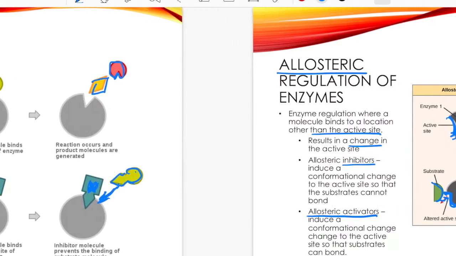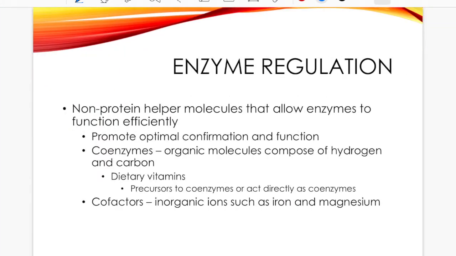Allosteric regulation and competitive inhibition, non-competitive inhibition aren't the only type of enzyme regulation. There are also non-protein helper molecules that allow enzymes to function more efficiently. So they're not affecting the active site so much. They're not affecting whether or not the substrate can bind to the active site, but they're promoting optimal conformation and function. They're kind of like the Gatorade of the enzyme world, right?